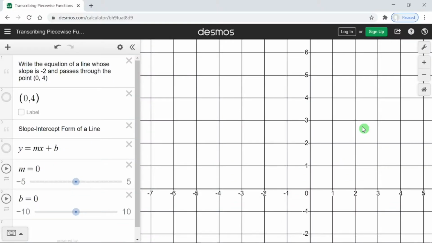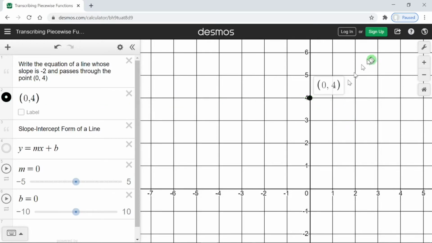So here we are at Desmos. Once again, we're going to write the equation of a line whose slope is -2 and that passes through the point 0, 4. Before we write the equation, let's do this visually. Okay, where is 0, 4? The x is 0, the y is 4. So if the x is 0, you're in the center of the graph. You're not on the right, you're not on the left, you're on the y-axis. So there's your 0 for x, and your y means go up 1, 2, 3, 4. So there you are, and that is the point 0, 4 right there.